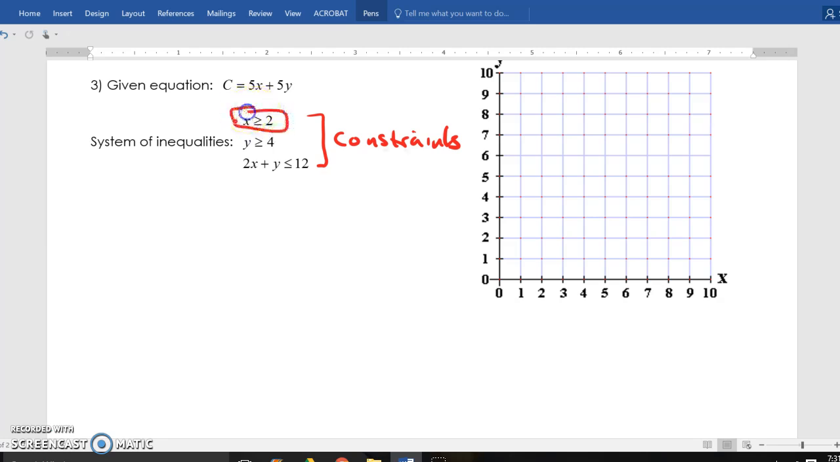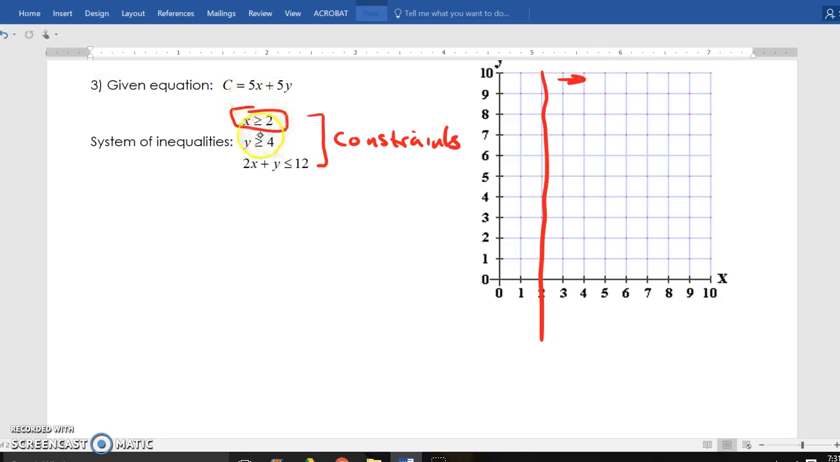So the first one we're going to graph is x is greater than or equal to 2. Remember, x equals a number is a graph of a vertical line. And this vertical line is going to go through the x coordinate 2. So it would look like this. Okay? Now we know we would shade to the right here because x is greater than or equal to 2.